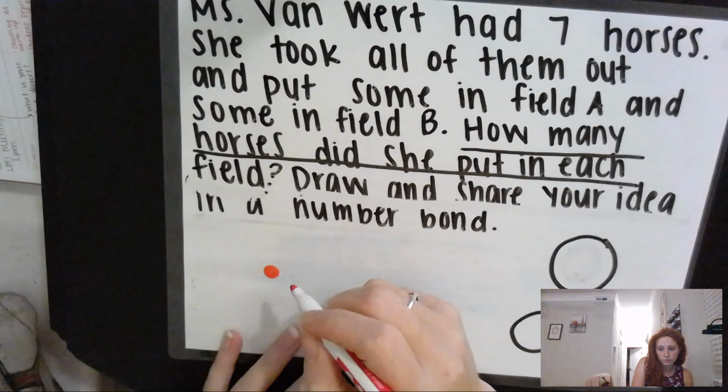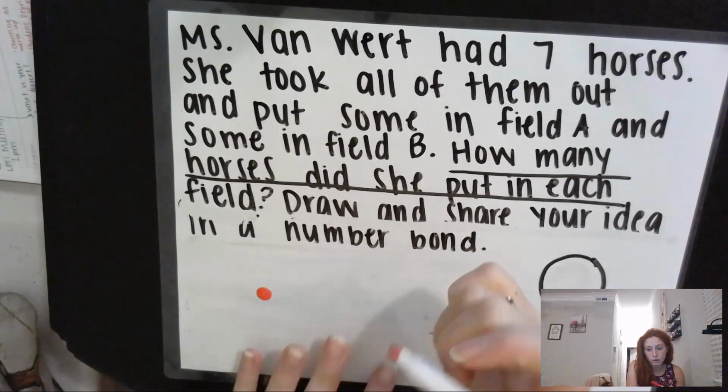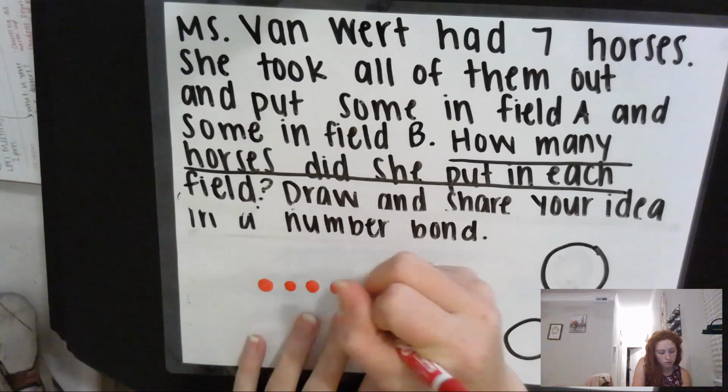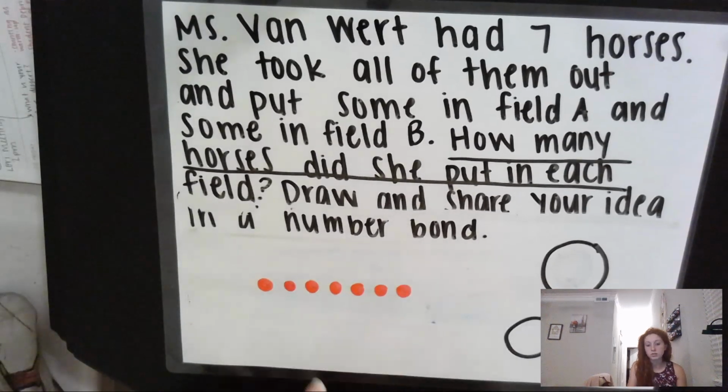Oops, I was frozen. So I knew that she had 7 horses, so I'm going to make 7 dots to represent my horses. So 1, 2, 3, 4, 5, 6, 7. So those dots are Miss Van Wert's horses, okay? And now I have to figure out how many she put in field A and how many she put in field B. But it doesn't tell us, so we're just going to split it up however we see it.